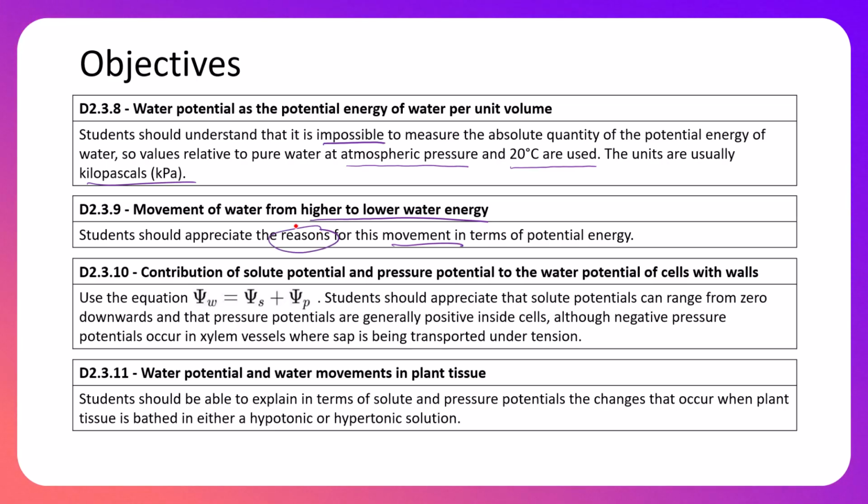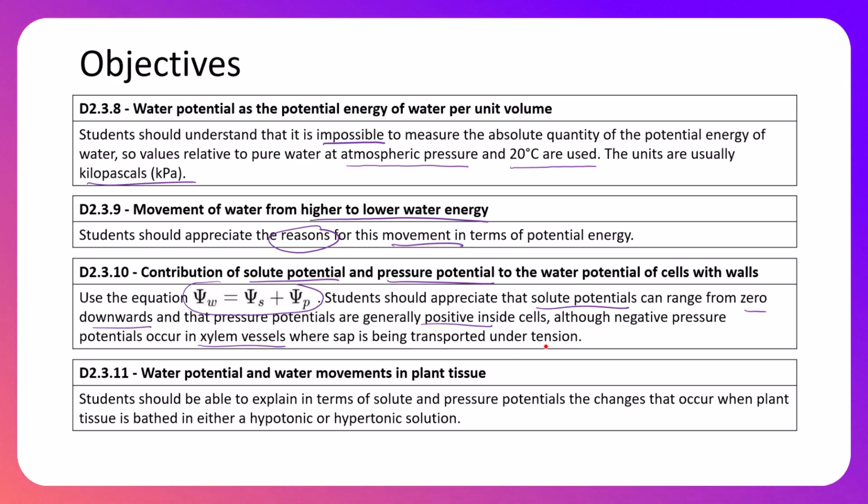In terms of potential energy, D2, 3, 10 says contribution of solute potential and pressure potential to the water potential of cells with walls. We're going to use this particular equation, which is the potential energy of water equals the potential energy of the solute plus the potential energy of the pressure. Students should appreciate that solute potentials can range from 0 downwards, so they're always negative, and the pressure potentials are generally positive, although negative pressure potentials occur in xylem vessels specifically where sap is being transported under tension.